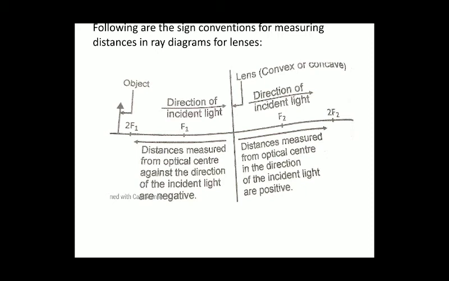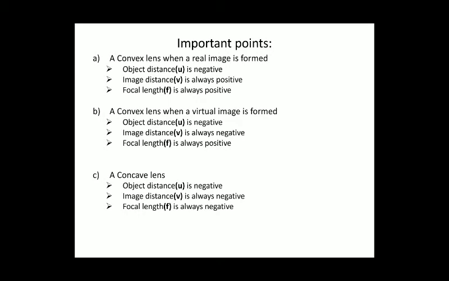It means what happened? The object is taken as positive. If erect images are there, they are above the principal axis, so positive. Inverted images are always below the principal axis, so taken as negative. Now, convex lens, a few points are there. When a real image is formed, real images meaning actual intersection, and in the ray diagrams what you all have observed, a real image is always formed on the right-hand side. So that is positive. Focal length is always positive.